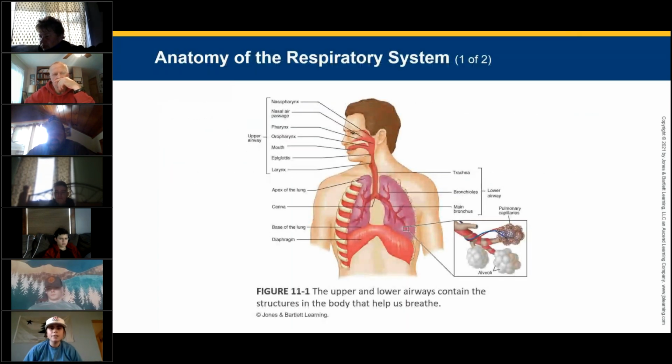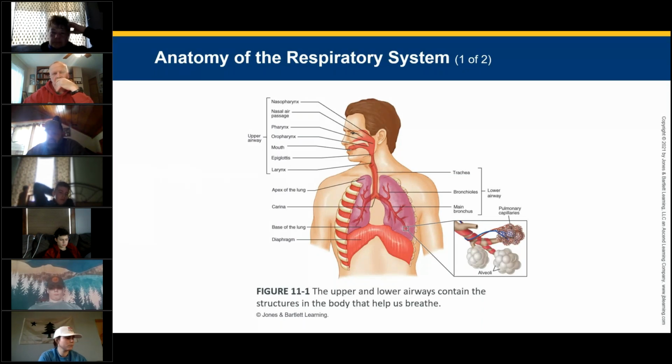So we got a little picture here with the anatomy of the respiratory system. As you can see, we start at the top with the nasopharynx. Then we have the nasal passage, the pharynx, the oropharynx, the mouth, the epiglottis, and the larynx. So those items together are the upper airway.